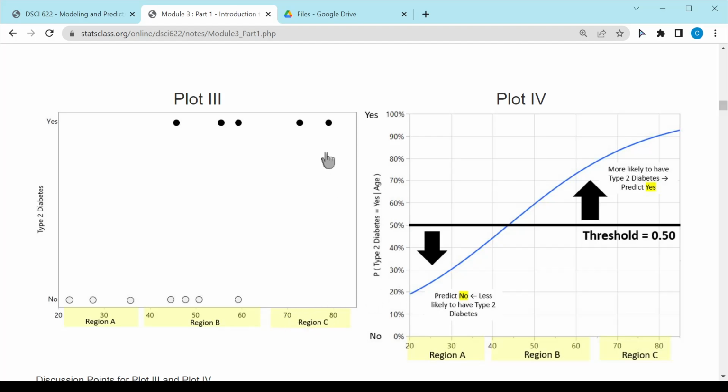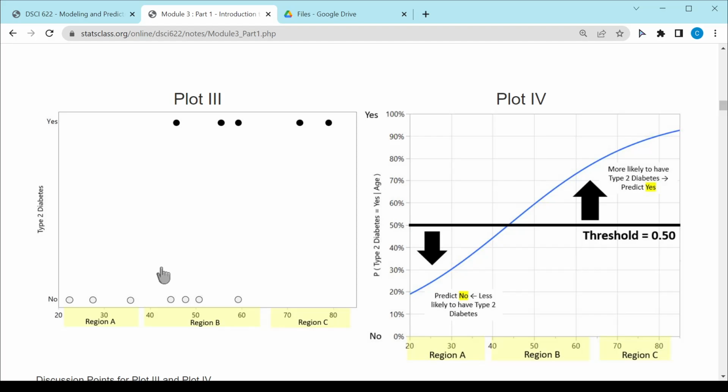On the other hand, in region C, the predicted probability that they have diabetes is going to be quite high. Again, I only saw 2 women in that group there, and both of those women had diabetes. So that predicted probability for region C is going to be way up here, around maybe 80 or 90%.